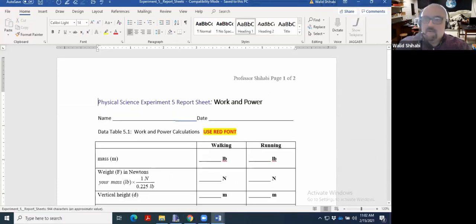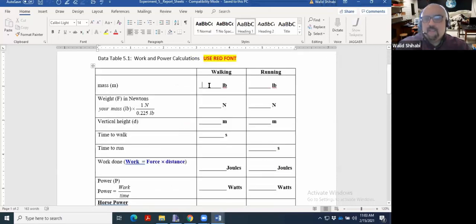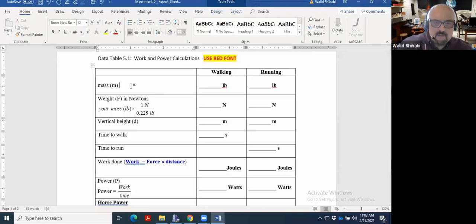So this is the worksheet here. In the first part here, you record your weight or your mass in pounds, okay? By the way, mass or weight, both here, this is in pounds. So for example, if somebody weighs, let's say 200 pounds, then make sure you write everything in red. It asks you to use red font, so make sure you turn it to red.